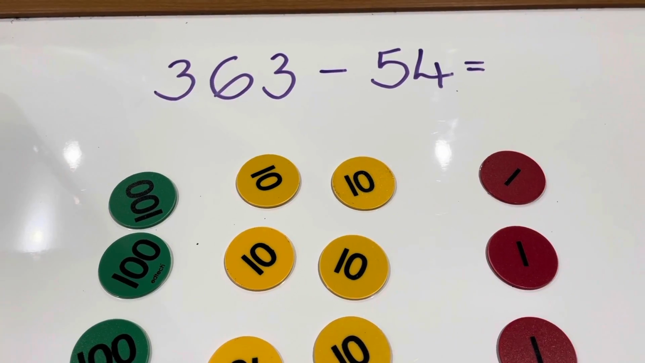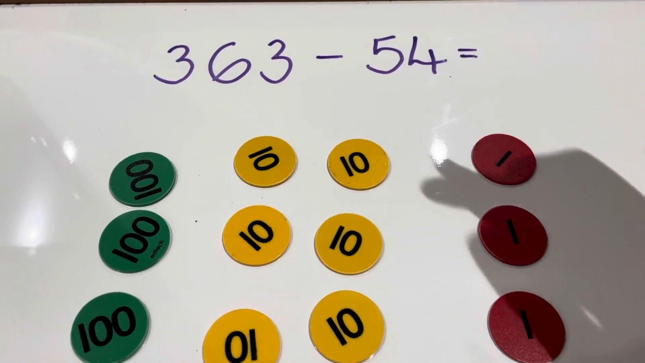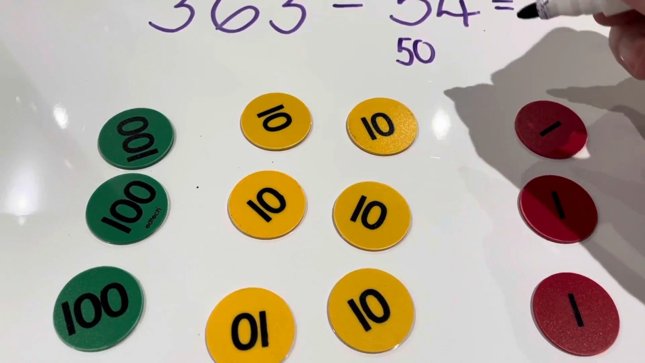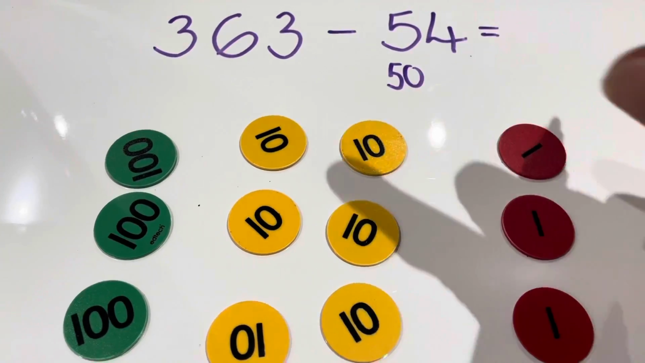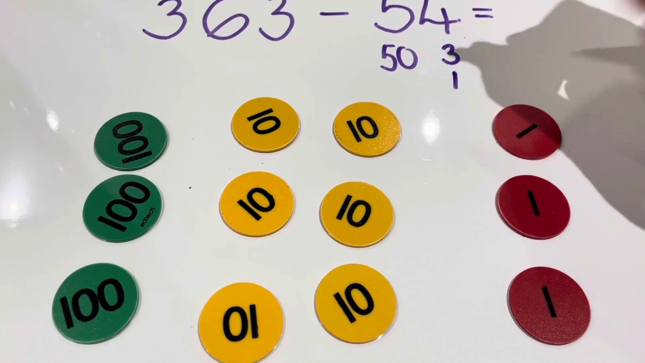Let's have a look at what I did. Remember, you might have taken away the chunks in different ways and that's fine. But what I decided to do was take away my 50 in one go because I can. You might have decided to take away groups of 10 one at a time. And then I'm going to try and take away 3, and then I'm going to take away 1.